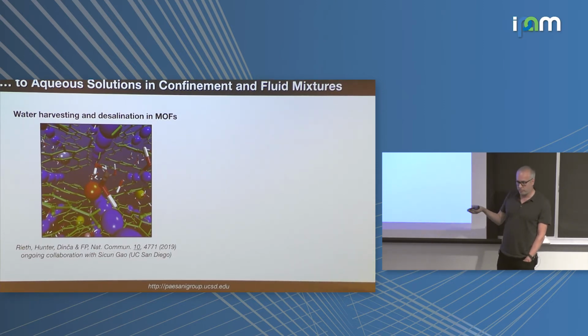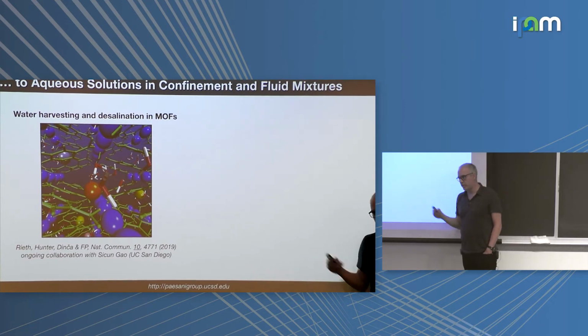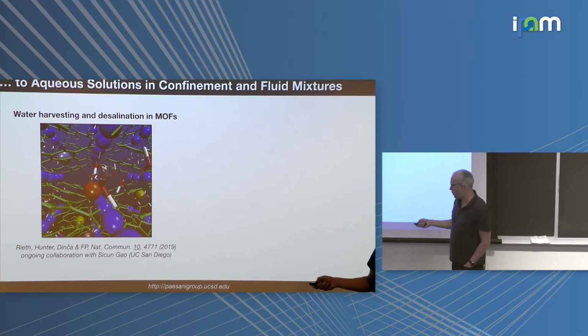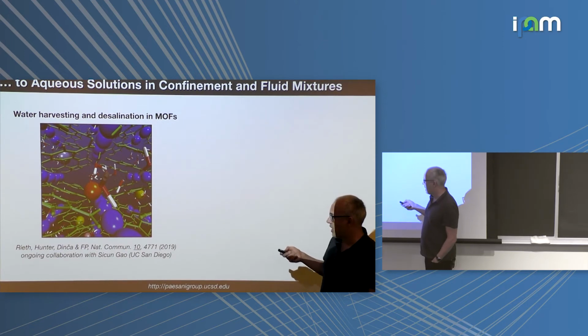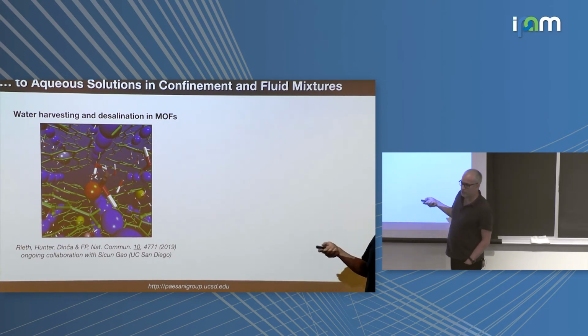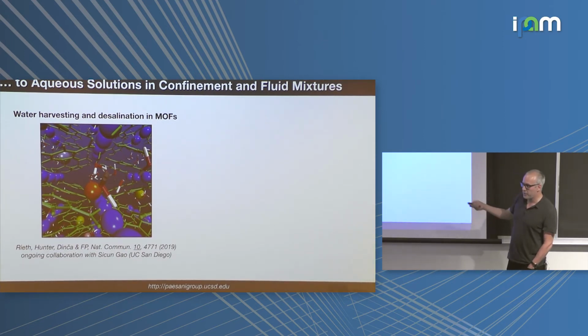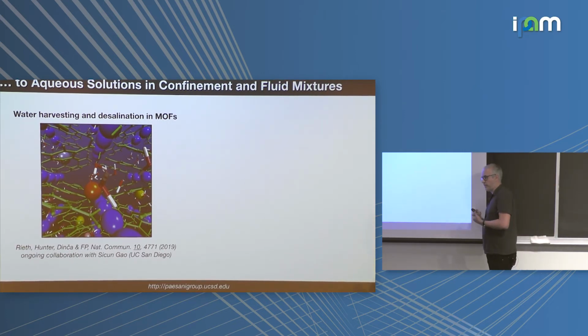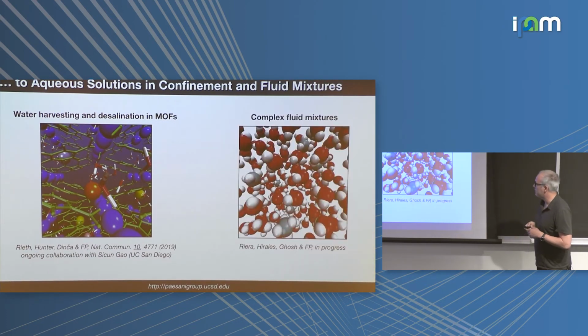Metal-organic frameworks are porous materials that are very good at absorbing gas molecules. And so now we are working with Sean Gao at UCSD, trying to use machine learning to design materials that can be used with our data-driven model to capture water from air, that can work as a sponge in arid areas. And of course, now we can work with any molecular fluid.